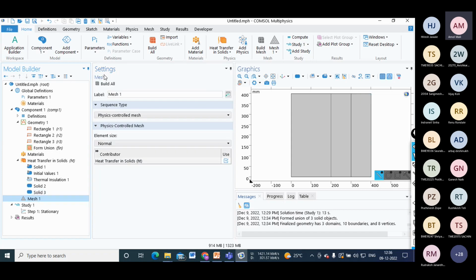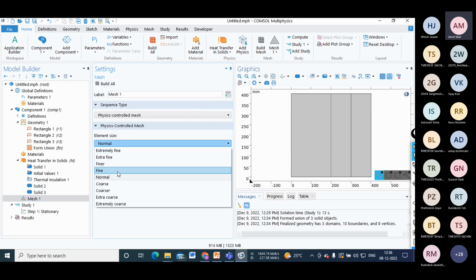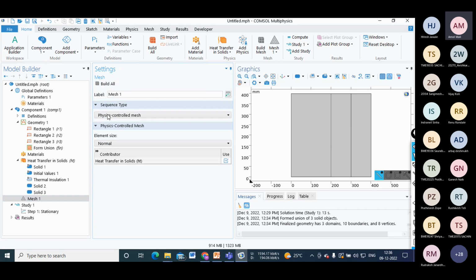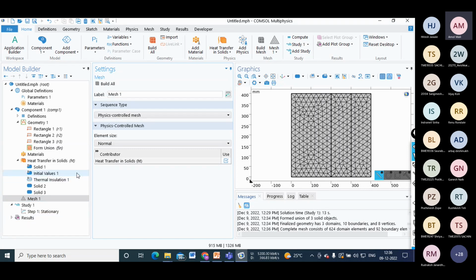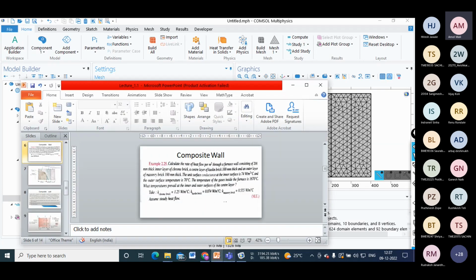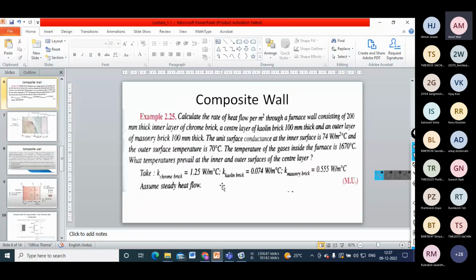Okay, mesh. We'll do normal meshing only. Okay, we have done all things, but we have provided only thermal conductivity. Other properties we need to provide.